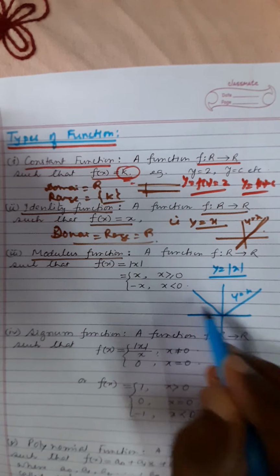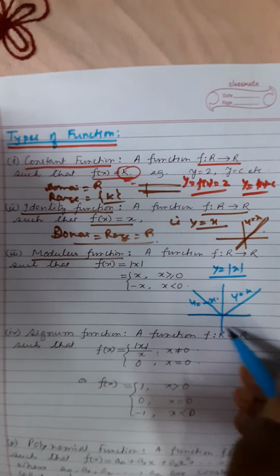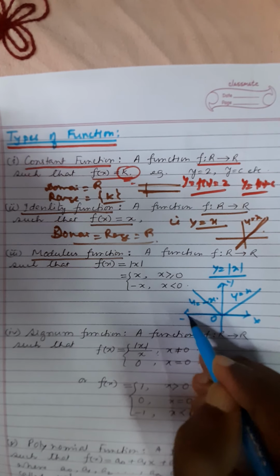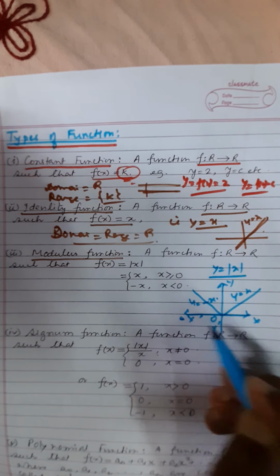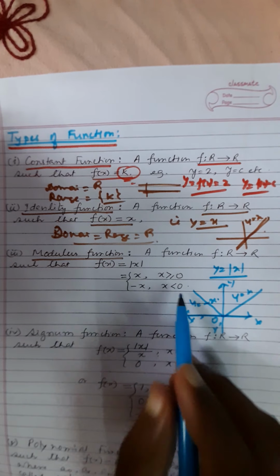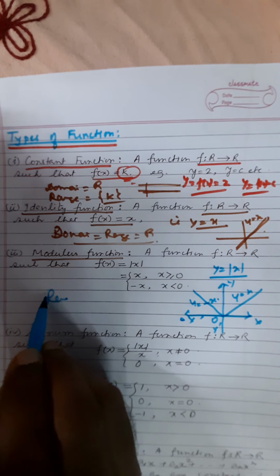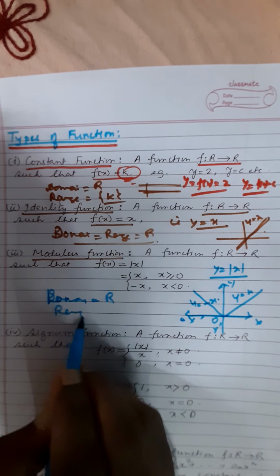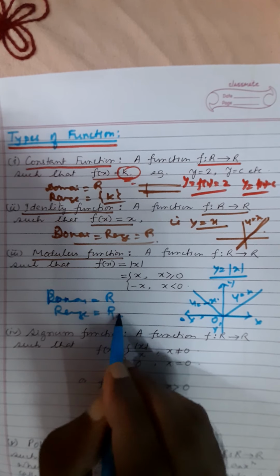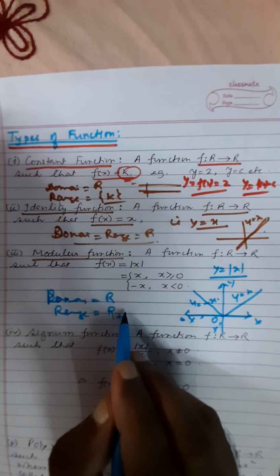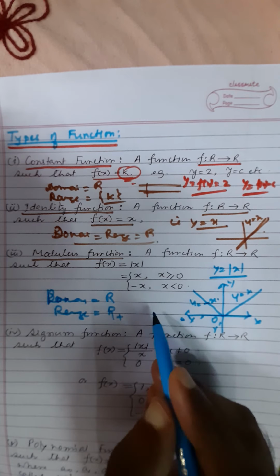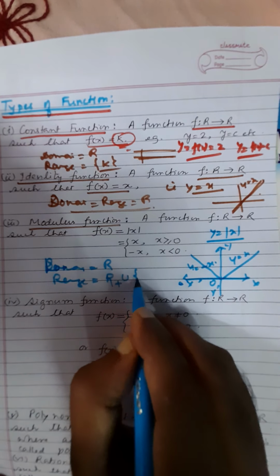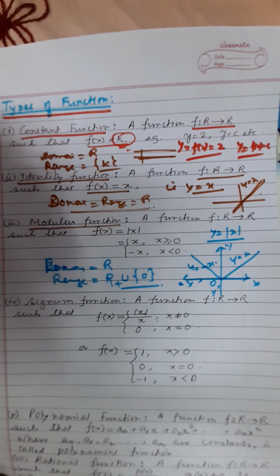y = x, y = minus x, with the origin 0, x, x dash, y, y dash. This is the modulus function. So what is the range? The domain is R. The range is R plus, with 0, union of 0. Zero will be there.